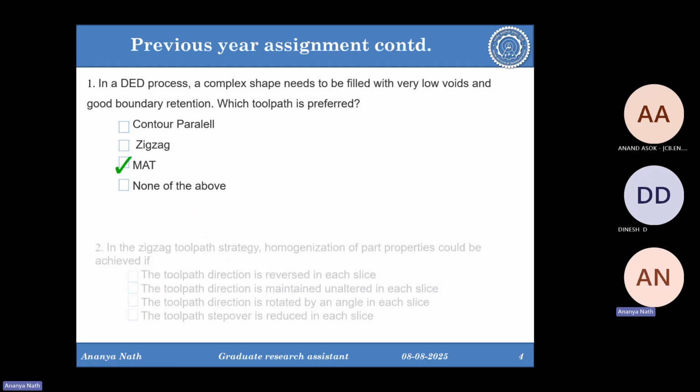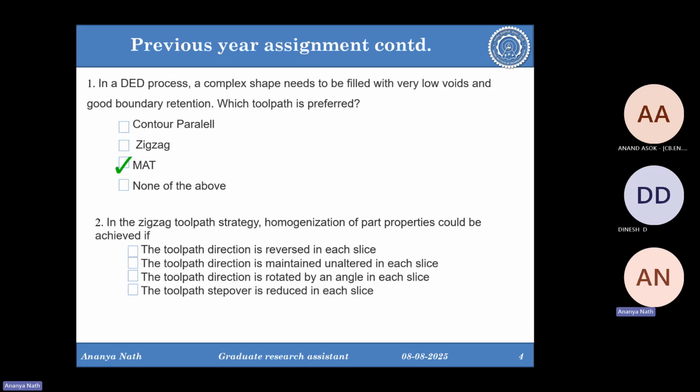It's matte. Because in matte, see the options. It's a complex shape, so with low voids. In matte, it will have different contours and different scanning spirals in different regions, so it will be better. It will give better accuracy in terms of the boundary and the voids or porosity.